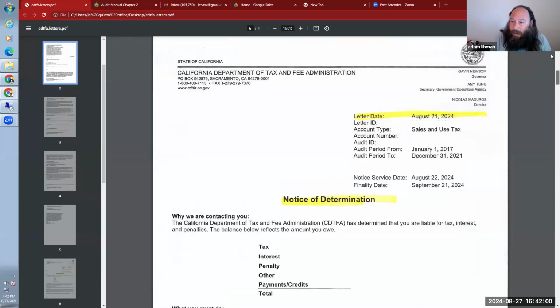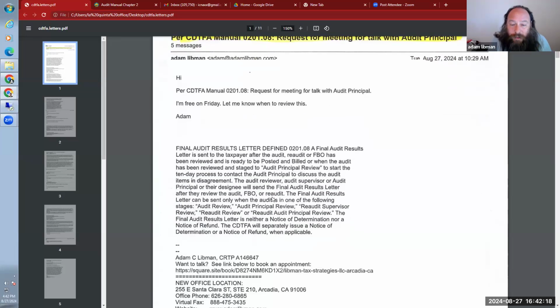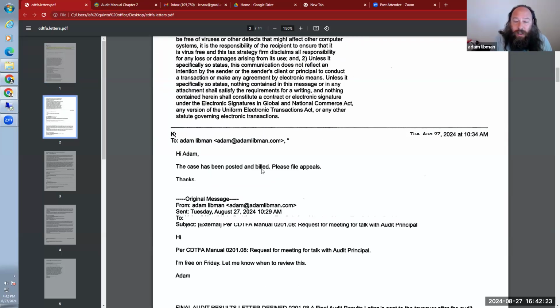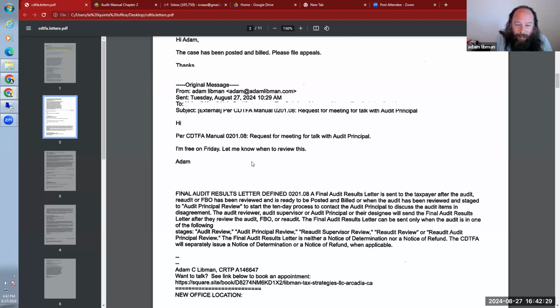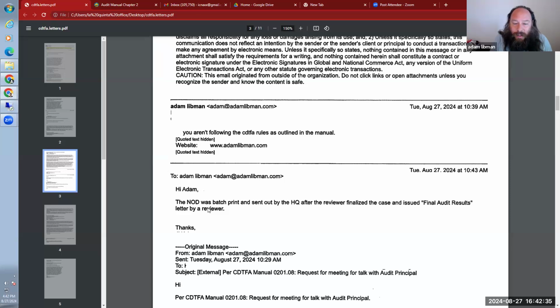And this is how they do it. Let me just show a little email. Earlier in the day I said, hey, per this rule, I'm requesting to speak with the principal auditor. I blocked out the guy's name and his supervisor's. I cited the rule. I even put it here because this guy doesn't even know the rule, so that way he can't disagree. And what he says is, Adam, the case has been posted in billing. Please file appeals. Like, you've got to be kidding me. And then further down he says the NOD was batch printed and sent out and blah, blah, blah. Basically, tough shit, deal with it.